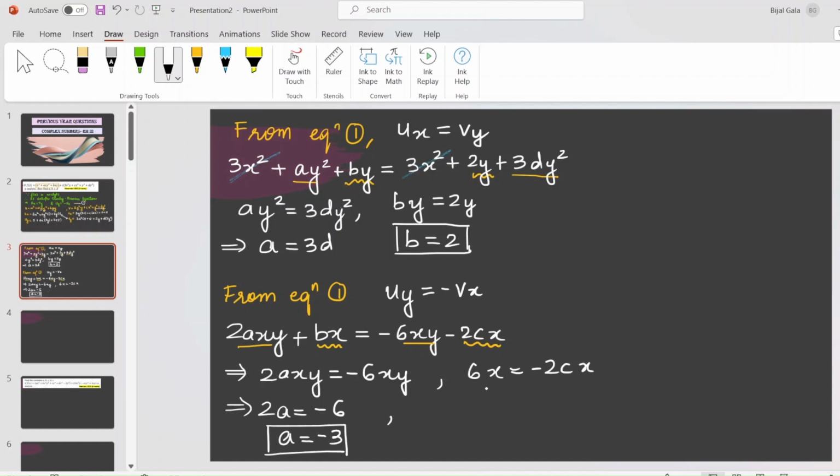We also have 6x is negative 2cx, so x gets cancelled. So negative 2c is equal to 6, which implies c is also equal to negative 3. The question is to find a, b, c, d. We have found a, b and c. Let's use the relation between a and d. Let me call this as equation 2.